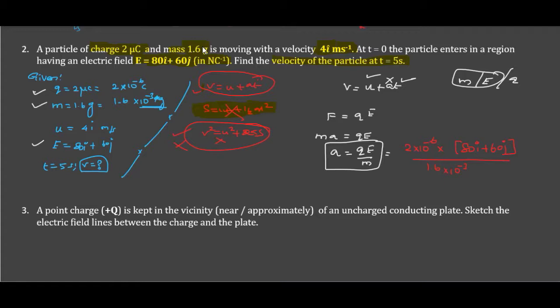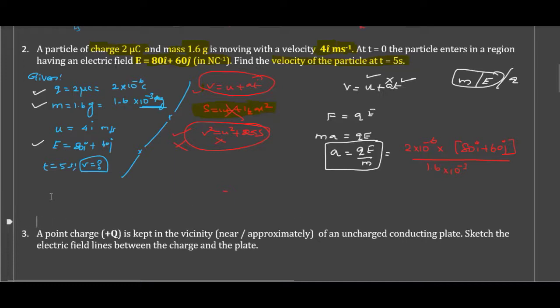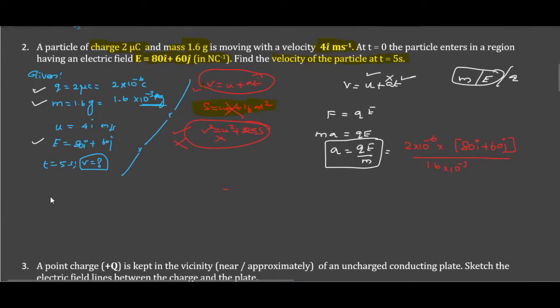First we will go with 2 divided by 1.6, which gives 1.25. So 1.25 into 10 power minus 3, multiplied by 80i plus 60j. Multiplying 1.25 into 80 gives 100 into 10 power minus 3 i, then plus 60 into 1.25 is 75 into 10 power minus 3 j.